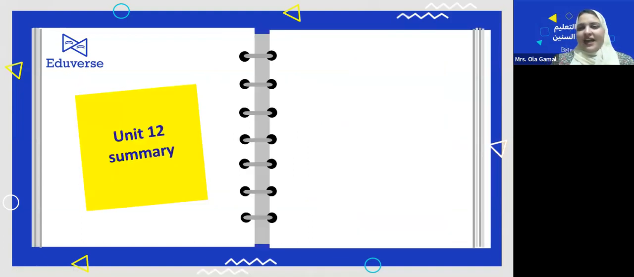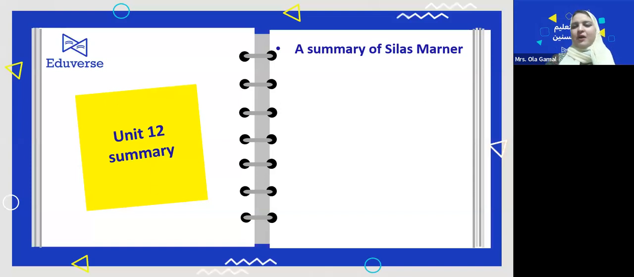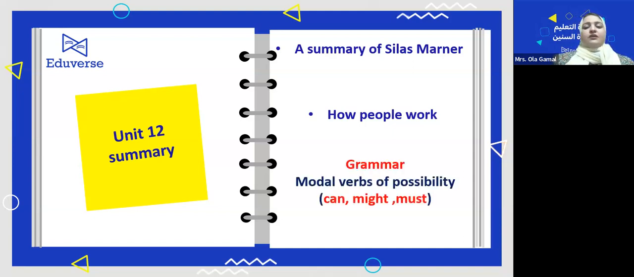Now we're going to move to the last unit. And we know that in this unit, lessons 3 and 4 are canceled, but we're going to move to the lessons that are not canceled in this unit. Here we learned in this unit a summary of the story, Silas Marner, an English story. It's a very nice one, and we learned about it in this unit. And also how people work. And we got the grammar lesson, which is modal verbs of possibility, which is can, might, and must.